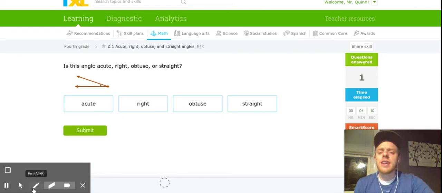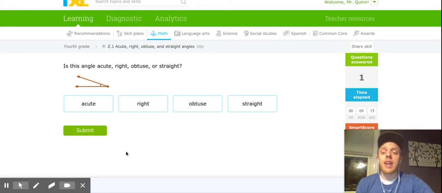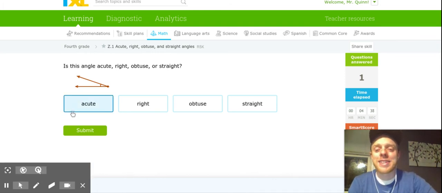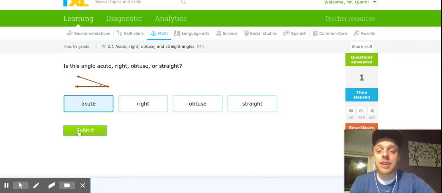All right, same strategy. Is this angle acute, right, obtuse, or straight? I want to get rid of things I know can't be correct. So I want to give you a second to think about it. All right, hopefully you thought about it and you realized it can't be a right angle, can't be a straight angle. And if you look at it, it's a pretty tiny angle. In fact, it's a cute little angle. See what I did there? This is an acute angle because it's less than 90 degrees.